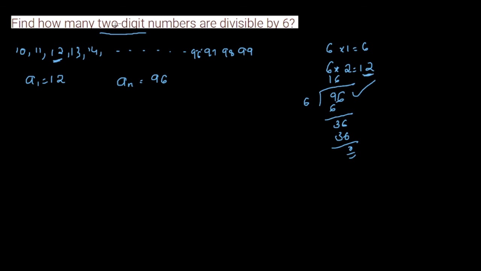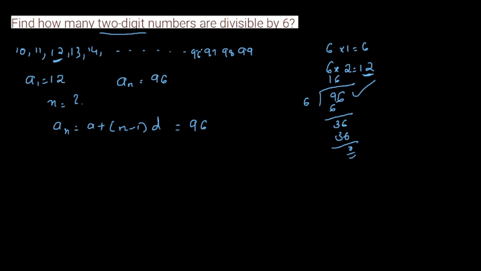How many 2-digit numbers are divisible by 6? Numbers, that means n, we have to find out. What is n, right? So an, we'll take the formula for an. an is equal to a plus n minus 1 into d, right? a plus n minus 1 into d, where an, last term we are given as 96, right? a plus n minus 1 into d is equal to 96.